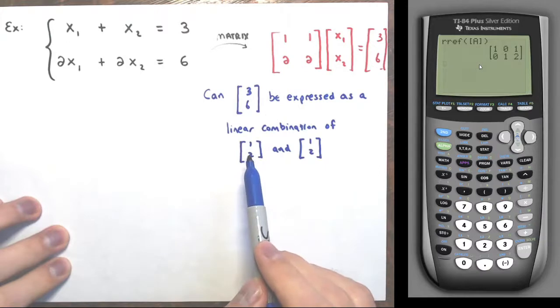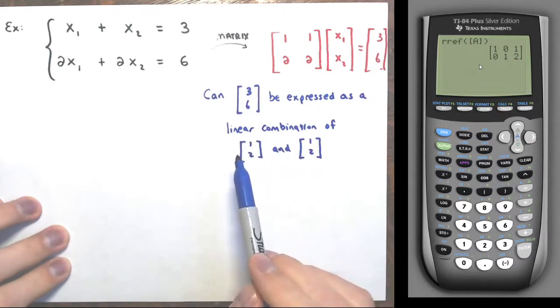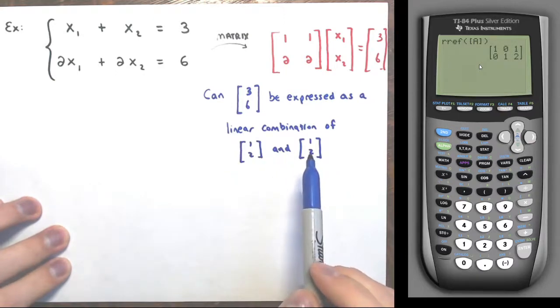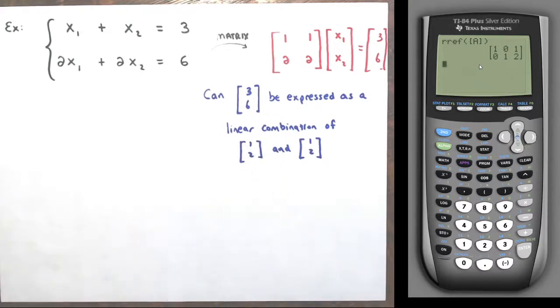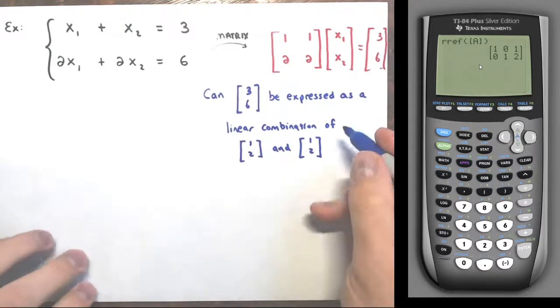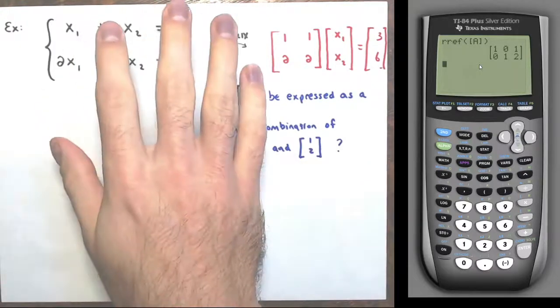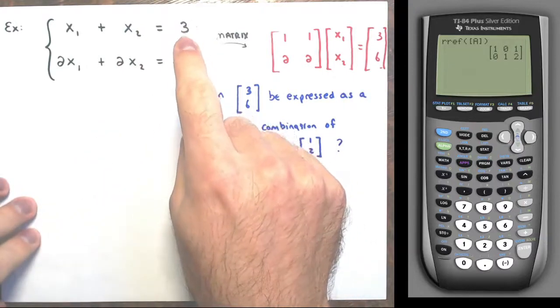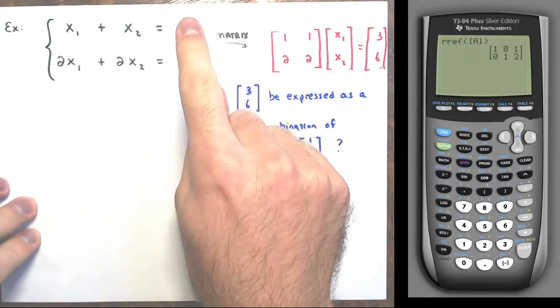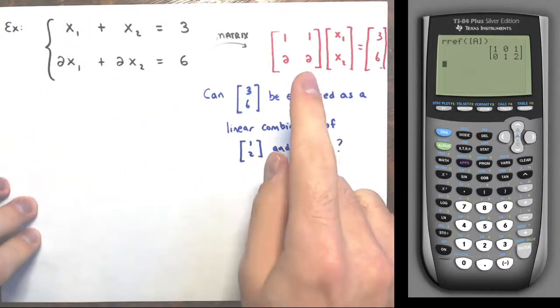So I could have 3 of this and 0 of that. All right, 3 of this 1, 2, and none of that 1, 2. Or I could have 1 of this 1, 2, and 2 of that one. As long as I make 3 of them, I'll get this. All right, but that's the question you're asking, though. Every time you see a system of linear equations, variables on one side, constants on the other, you can ask, can that vector of constants be written as a linear combination of the column vectors, if you look at the coefficient matrix.